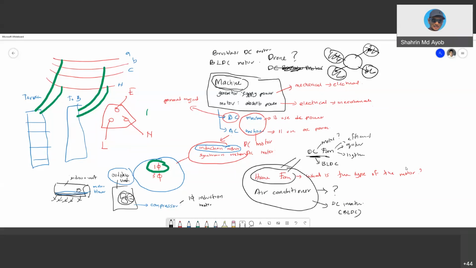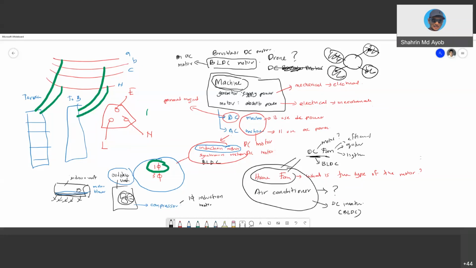This BLDC motor is actually an AC motor, so it falls under AC machines. It is named so only because the physical operating principle is the same as the DC motor, but actually it is an AC motor. So please don't be confused.